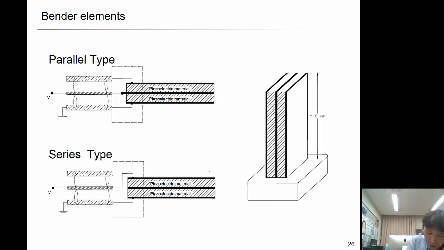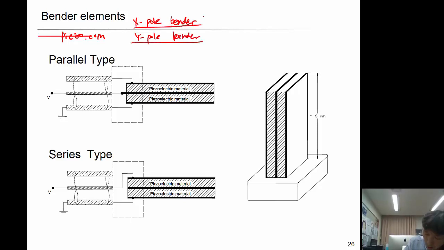So for the parallel type, I think you have to look at the website, piezo.com. It will have a better and more detailed explanation. There's an X-poly bender and a Y-poly bender, and I think one of them is the parallel type and the other one is the series type. It's about how they are aligned. Let me try to explain it.